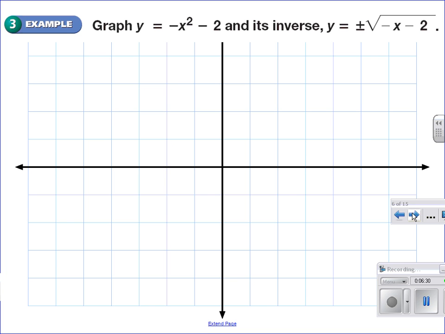All right, let's graph. First of all, let's graph minus x squared minus 2. So we go down 2, right? If x is 0, y is negative 2, making basically a little t-chart here. X, y. If x is 0, y is negative 2 in this guy right here. And then, well, I've got a frown.